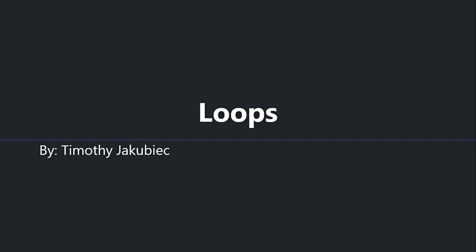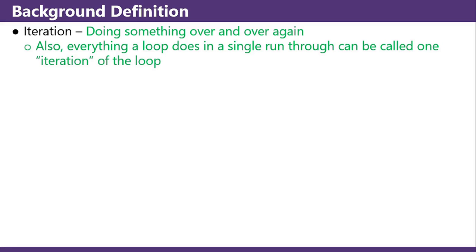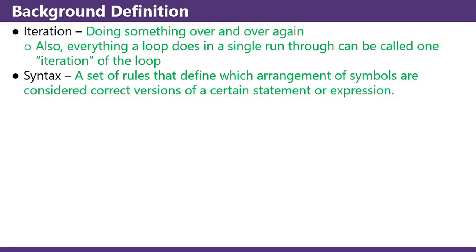This is the next video of Chapter 0 entitled Loops. A background definition. Iteration is doing something over and over again. Also, everything a loop does in a single run through can be called one iteration of the loop.